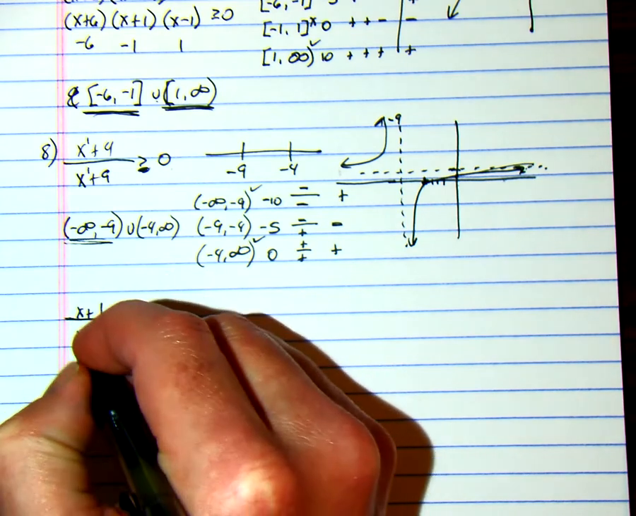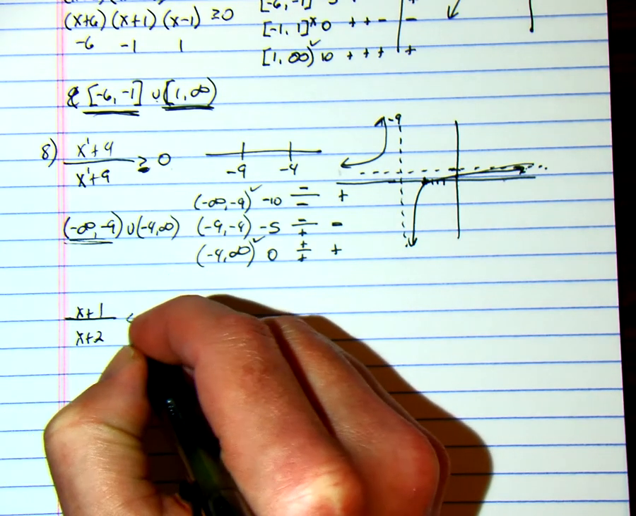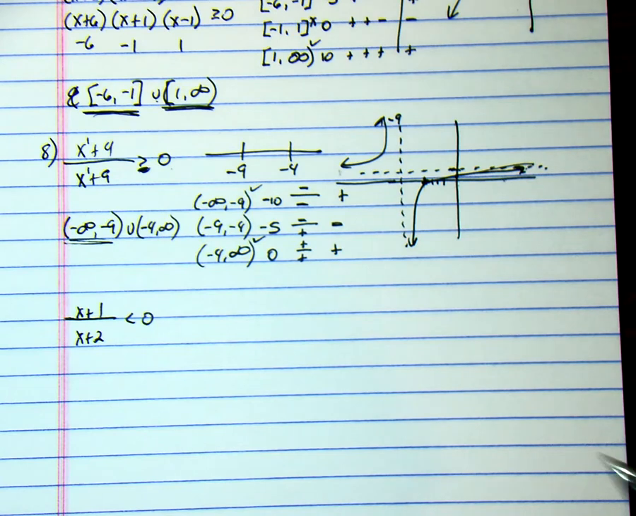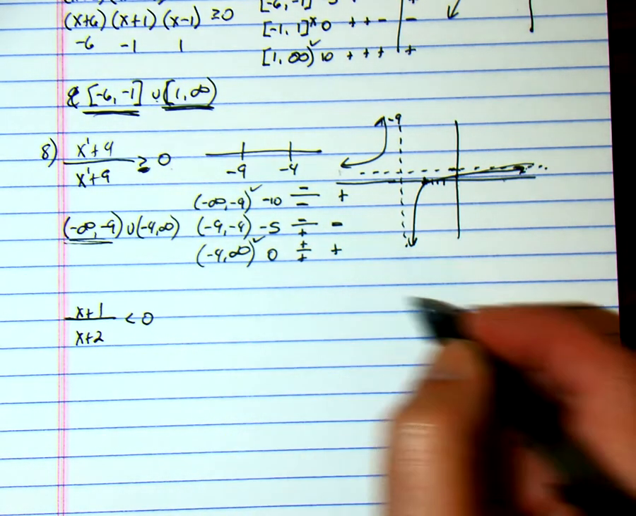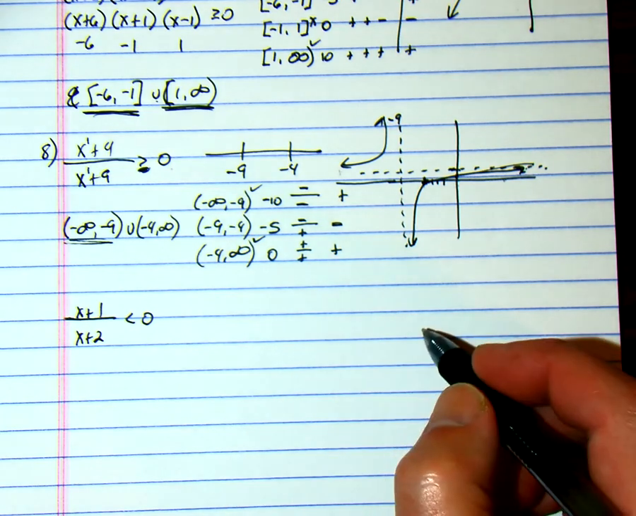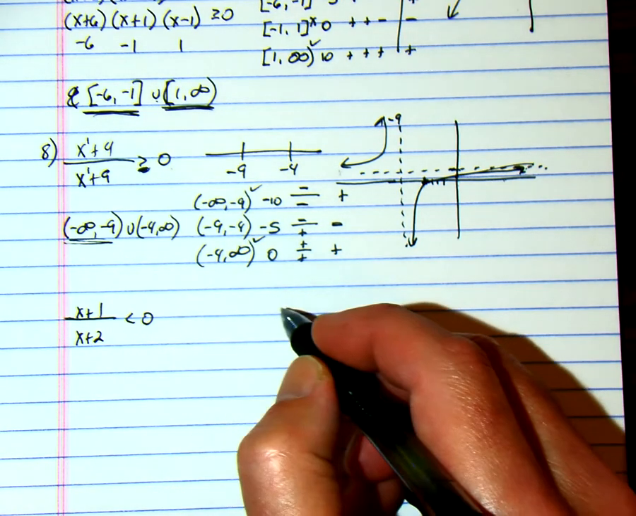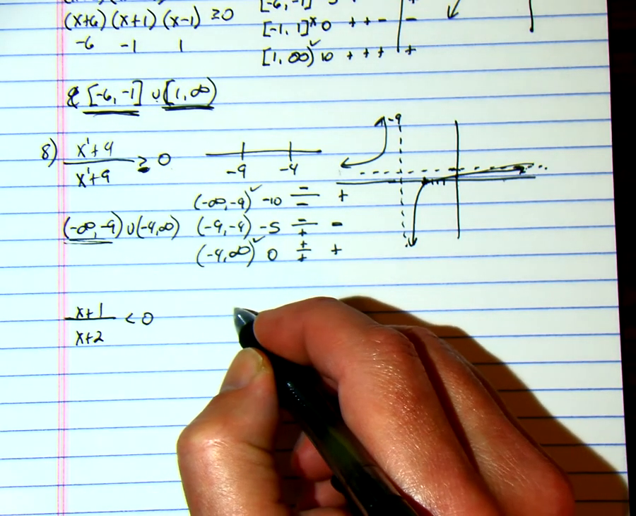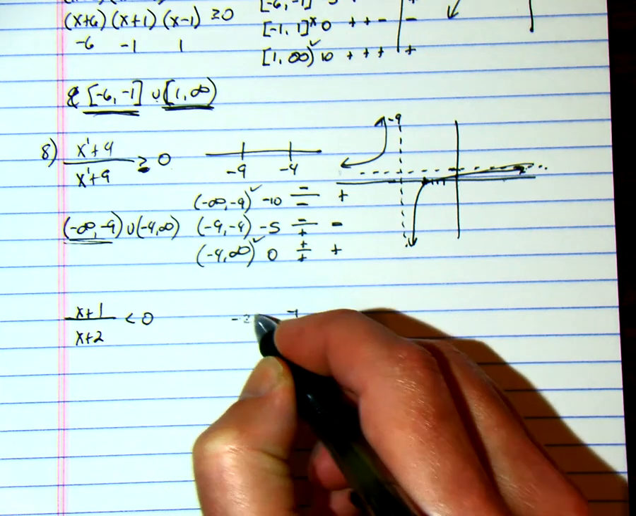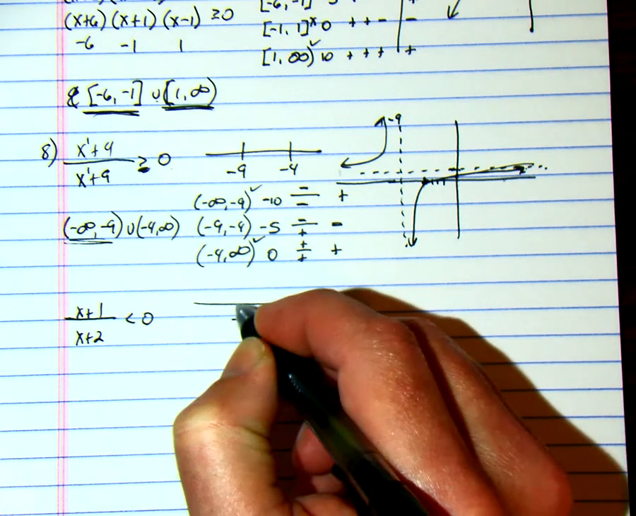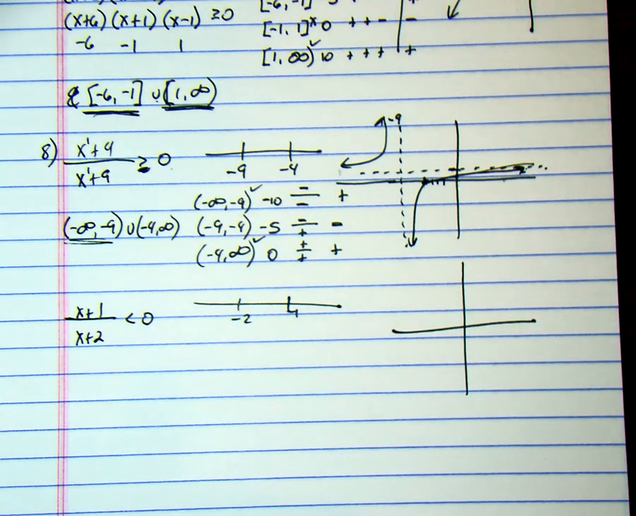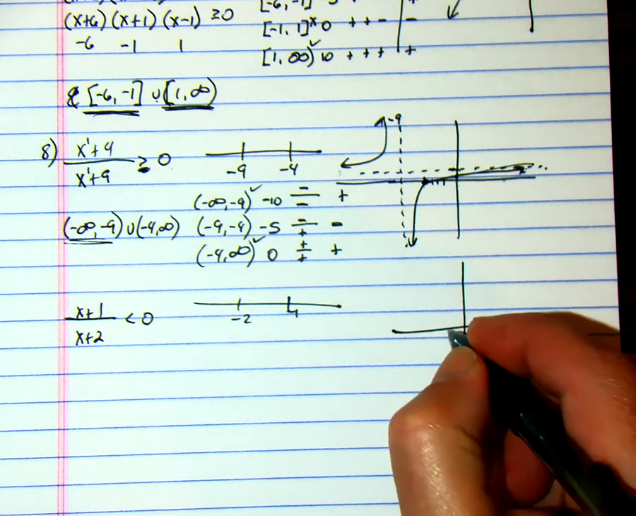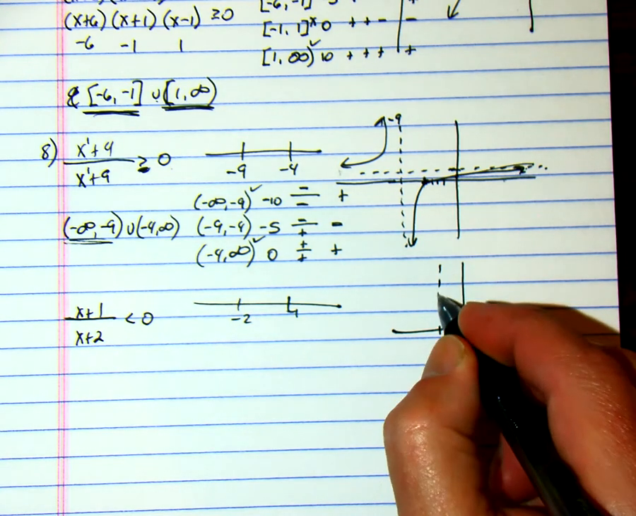x plus 1 over x plus 2 is less than 0. So this one goes the other way. -1 is a critical value and -2 is a critical value. So we could sign test this. Okay. However, I think I'm just going to sketch the graph of it because I'm just in the graph sketching mood. Okay. -2 is going to be my vertical asymptote.